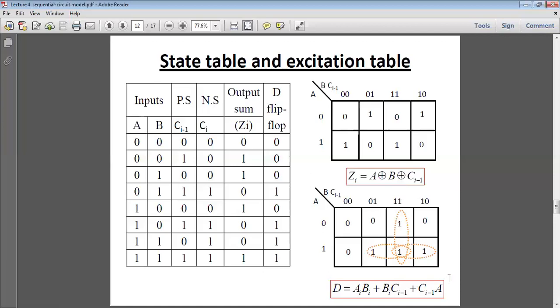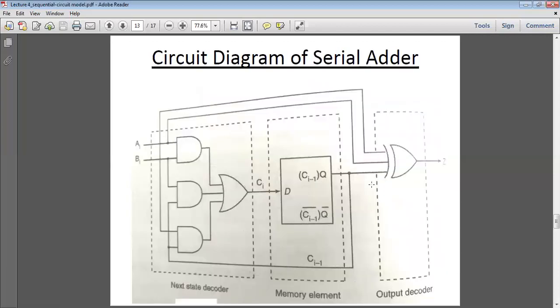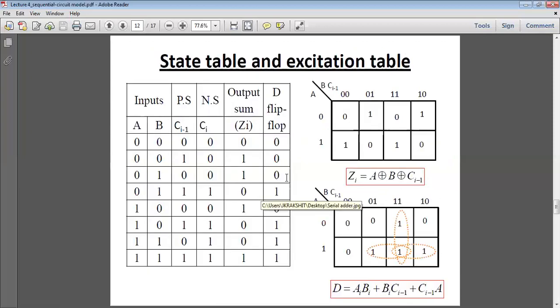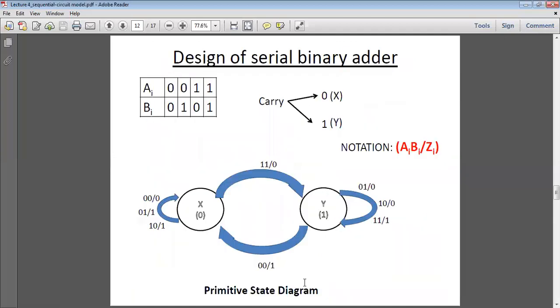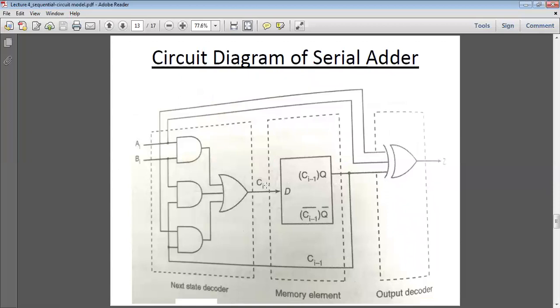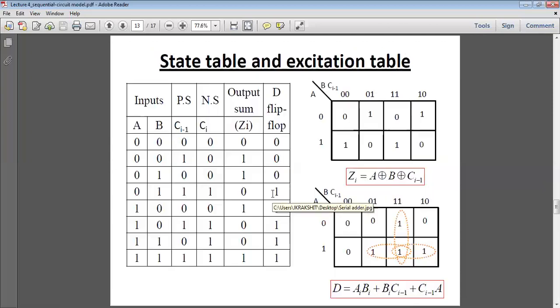So what will be the circuit now? We get D and we get Z. So what is the output circuit? So this is AB. So this is C. C is equal to, from this equation easily found out, the next state. We can easily find out from this equation. And D is equal to, basically D, Ci means this D, AI BI, BI Ci, Ci A.